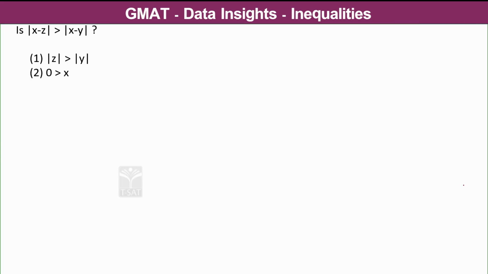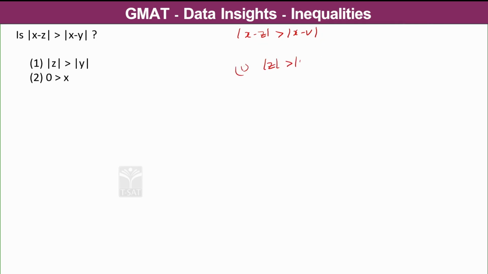Let us move to the next question now. Is mod of x minus z greater than mod of x minus y? They are asking us whether the distance of x from z is greater than the distance of x from y. The first option tells us that mod of z is greater than mod of y. Looking at the number line, they are saying that the distance of z from the origin is greater than the distance of y from the origin.